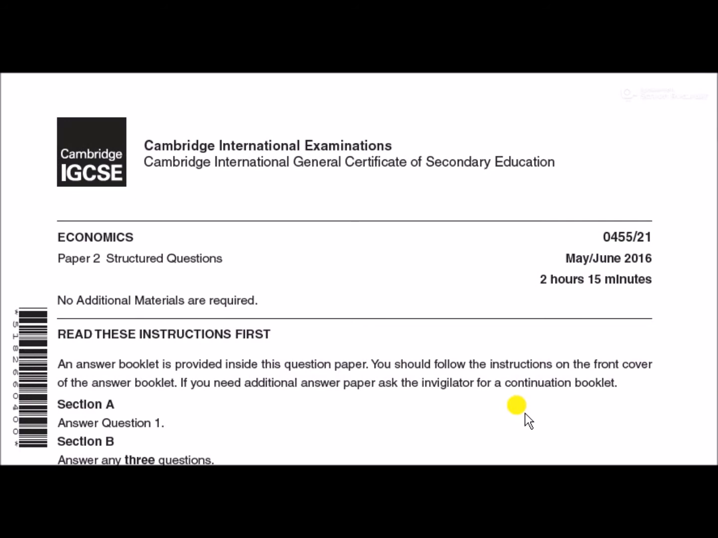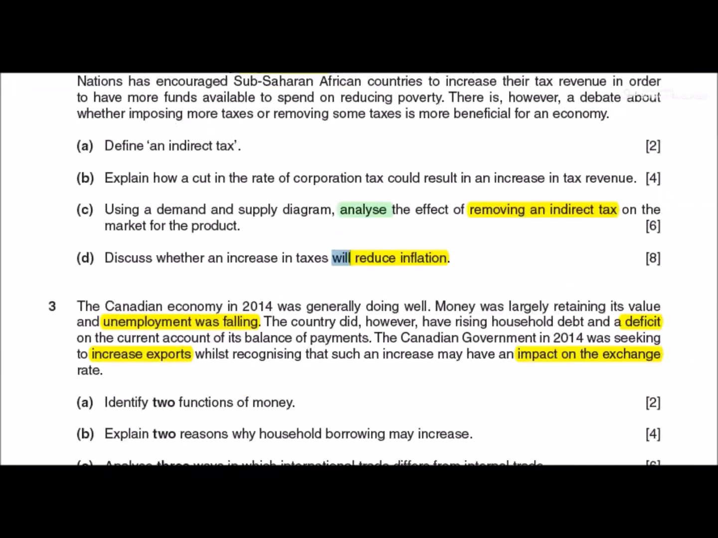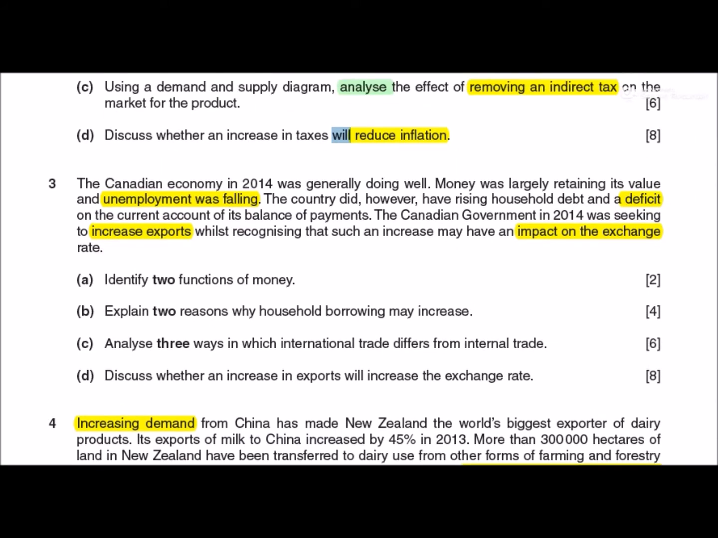Okay, so let's have a look at Cambridge IGCSE Paper 2 Section B questions 2016, and we're on question 3 about Canada. The economy in 2014 was doing well, money was largely retaining its value and unemployment was falling. However, there was a rise in household debt and government deficit, and a trade deficit on the current account of the balance of payments. So make sure you know what deficit we're talking about: trade deficit. The government was seeking to increase exports whilst recognising that such an increase may have an impact on exchange rates. So quite a diverse question here.